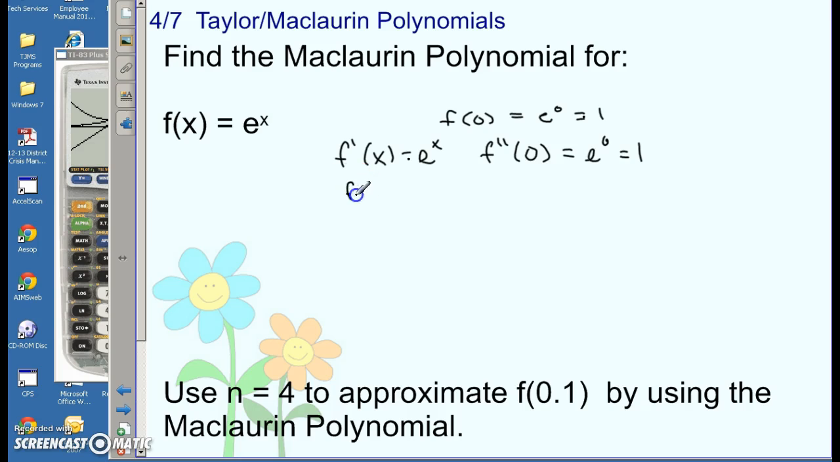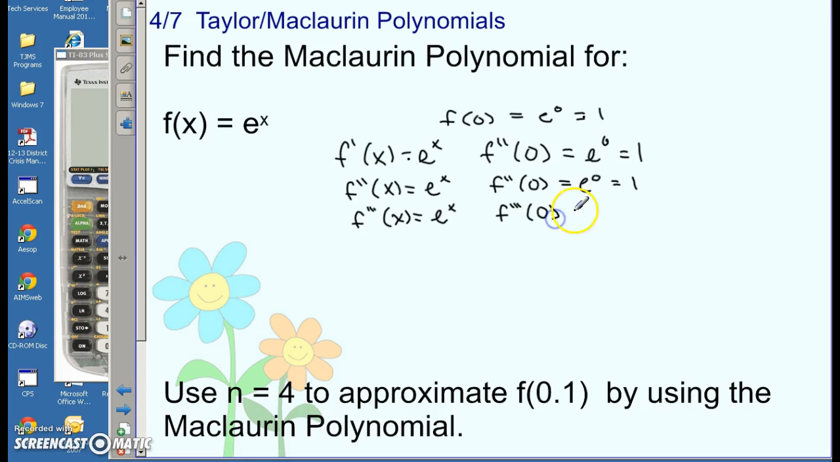We need to find our second derivative and evaluate that at 0. And we can keep building our function by taking derivatives and evaluating those derivatives at 0, because that's where we're centering it. And we can build our function based off that.